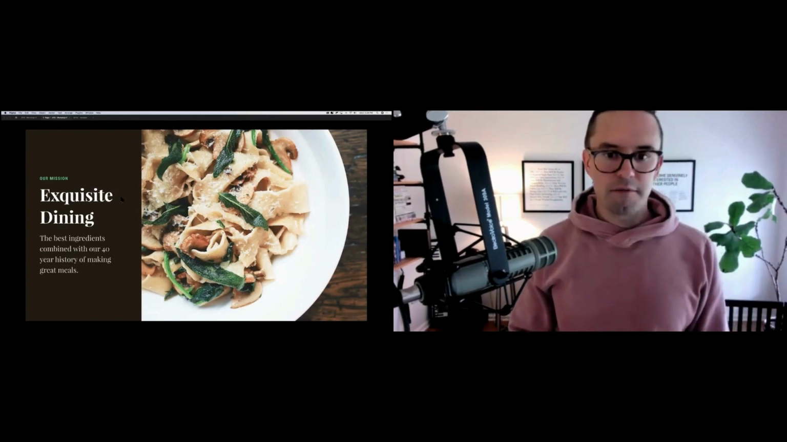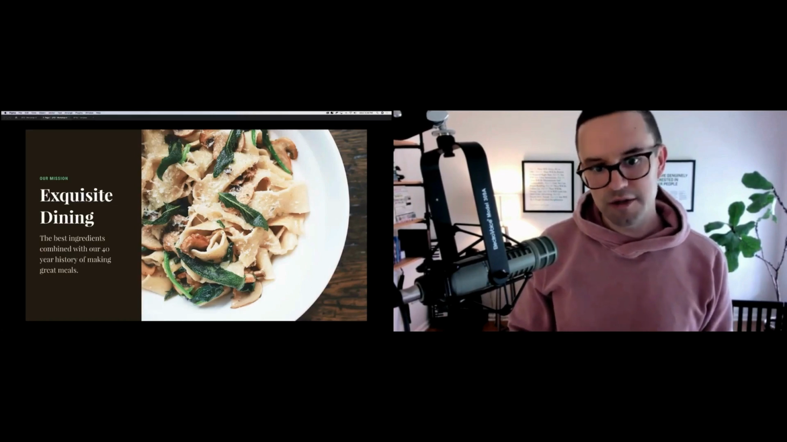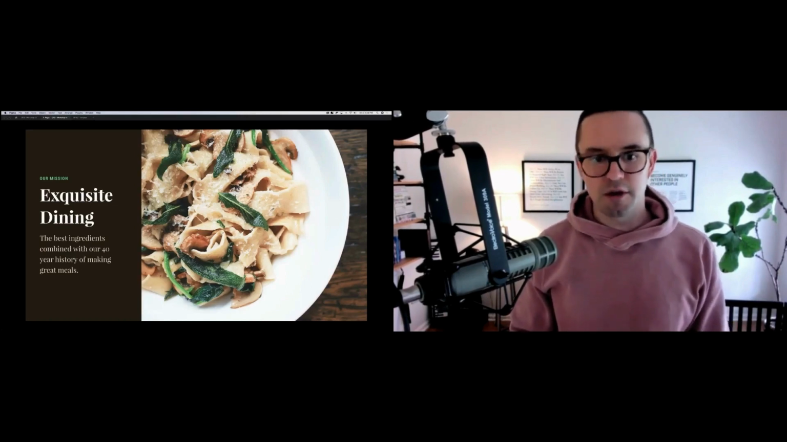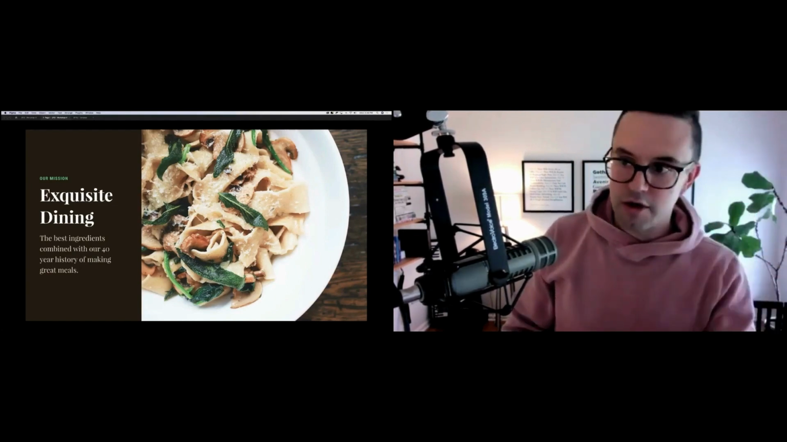It's very hard for me to look over exquisite dining when I have this beautiful, I think it's, I don't know what, a risotto mushroom, something like it looks really good, right? So it's impossible to ignore because it's taking up 2/3 of the grid.